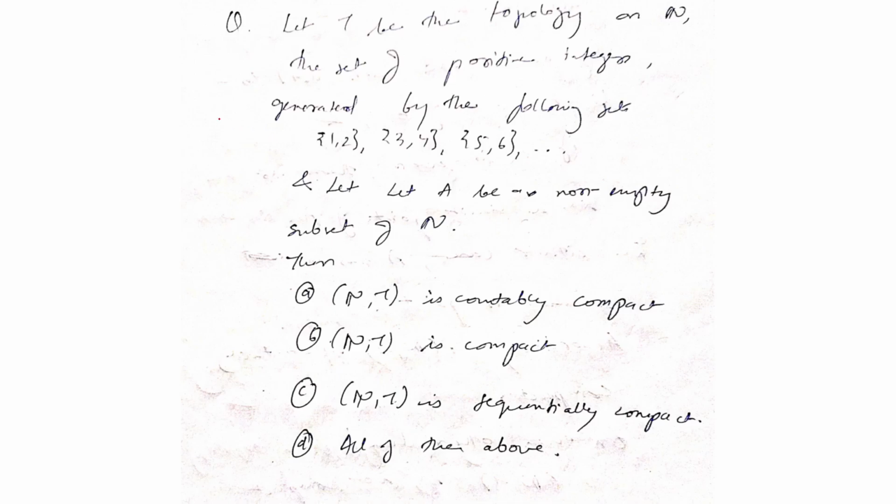So the next question is: let tau be the topology on N, that is the set of positive integers, generated by the following sets of this form, that is {1, 2}, {3, 4}, {5, 6}, like that. And let A be a non-empty subset of N, natural numbers. Then which of these options will be correct? Option A says that (N, tau) is countably compact. B says that (N, tau) is compact. C says that (N, tau) is sequentially compact. And D says that all of the above. So which one of these options will be correct?